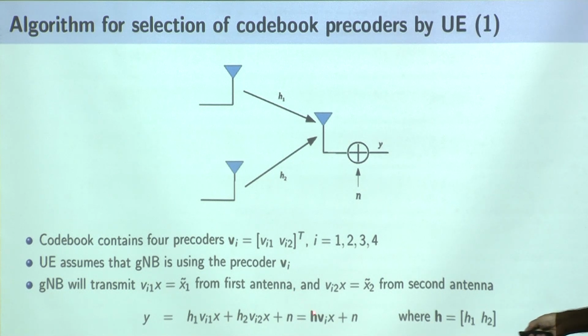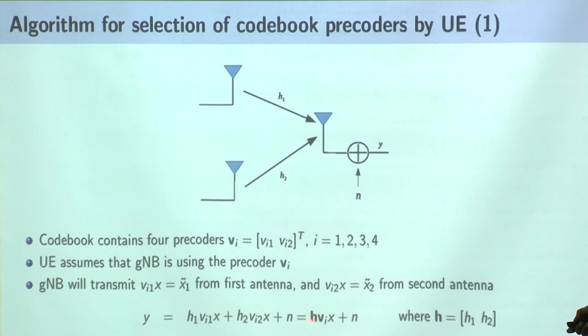The UE knows this H, which it estimated using CSI-RS. The UE knows the precoders, and there are 4 codebook entries. What does the UE want? The UE wants to select a particular precoder which will feed back this channel information to the base station. The UE will pick a precoder, one of those codebook entries, which indirectly indicates what the channel is.